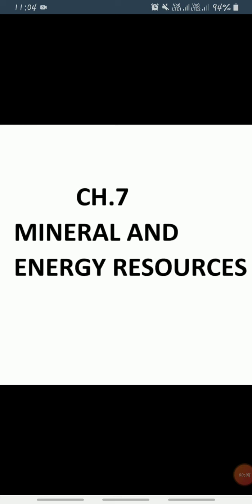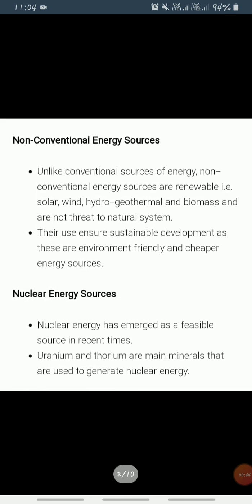So, children, as we know, chapter 7, Mineral and Energy Resources, is going on, and in this chapter we have already discussed the classification of mineral resources, the distribution of mineral resources in India, and apart from this we also discussed metallic and non-metallic minerals, and we learnt about the conventional energy sources. But today we will learn about the non-conventional energy sources. So let's start with the non-conventional energy sources.